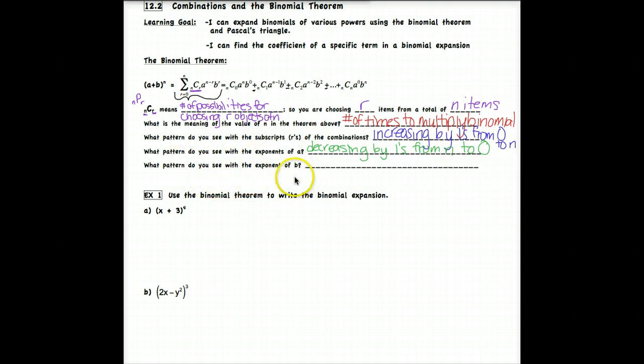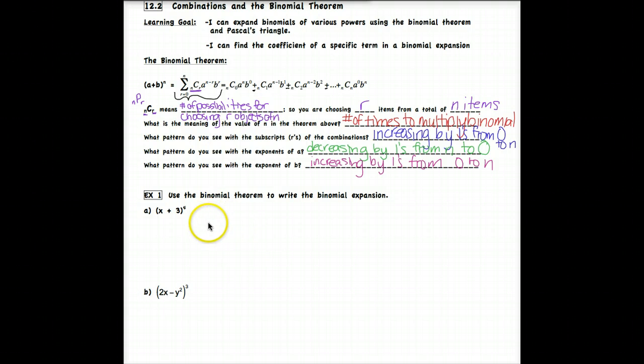Then let's look at the exponent of b. b was 0, then it was 1, then it was 2, until it gets to n. So that one is the exact same as what we had with r. So that one is also increasing by ones from 0 to n.